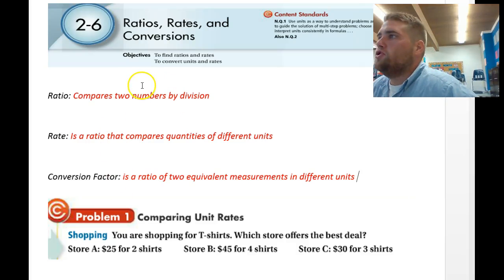Okay, guys, welcome to the 2.6 notes, ratios, rates, and conversions. Today we're going to go over some pretty simple ratios, basically fractions, just to go over some real world stuff to help you make smart decisions.